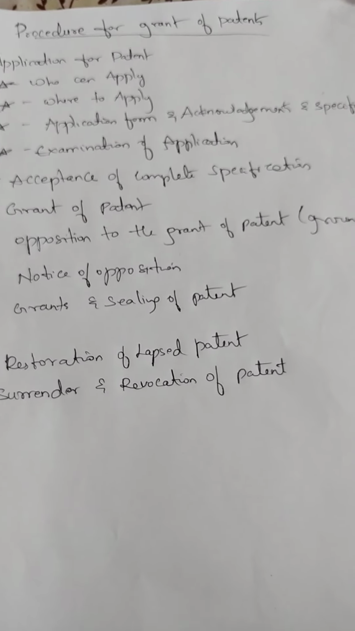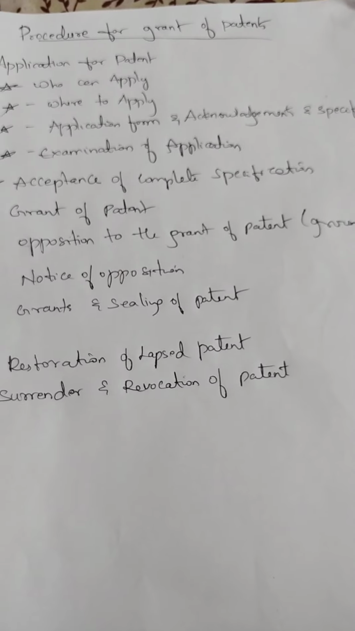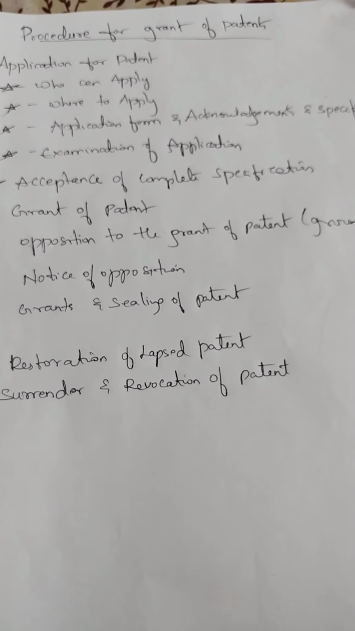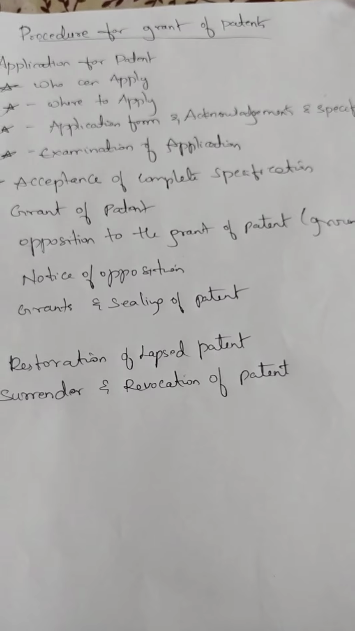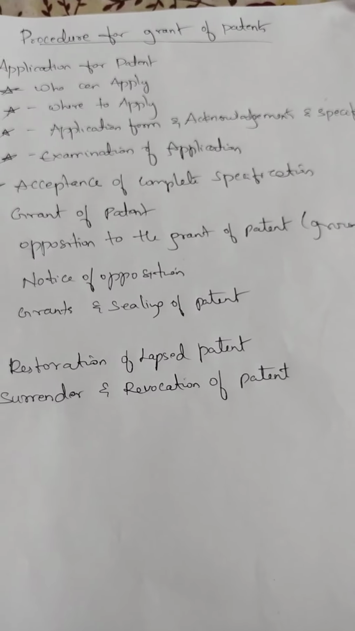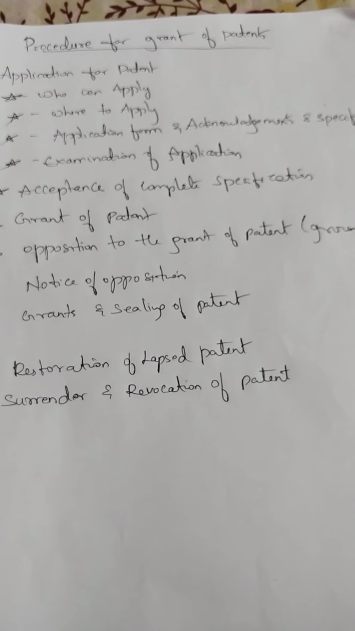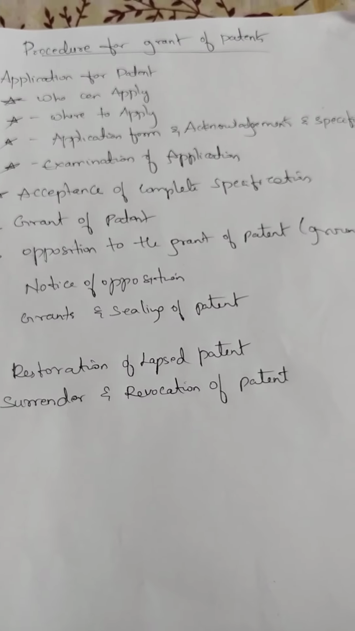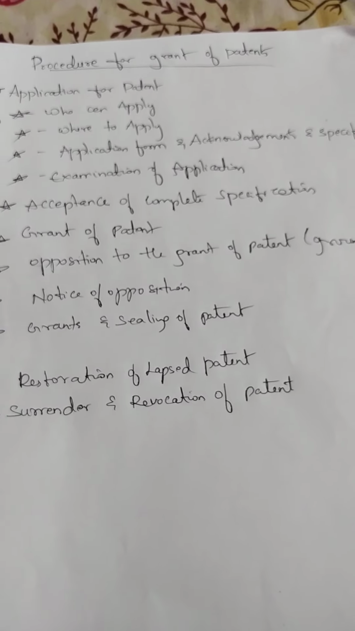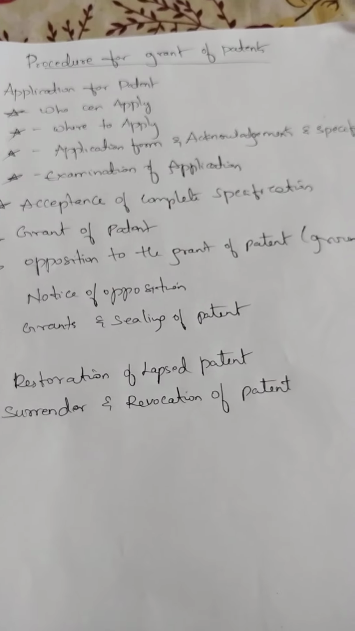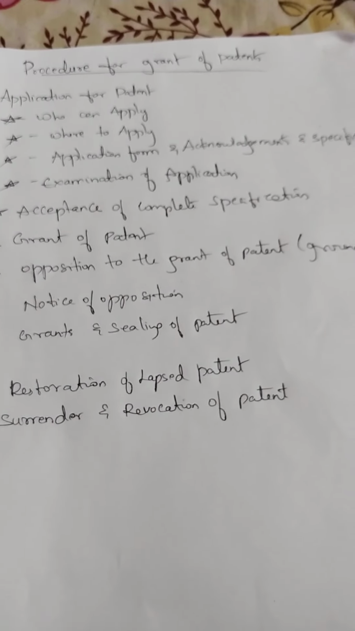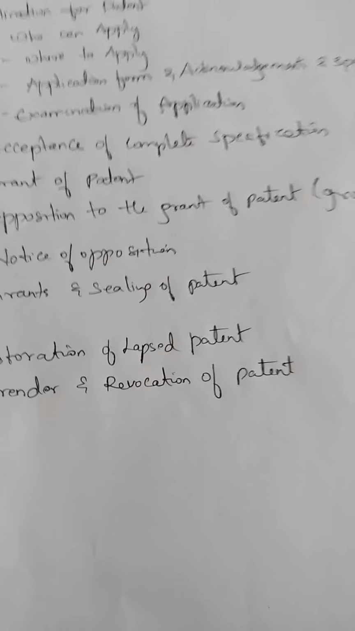This will happen in two situations. First is when the application has not been opposed at all, there was no opposition, and it is satisfying all the requirements. And the second situation is when there was an opposition but it is decided in favor of the applicant, then the patent will be granted.